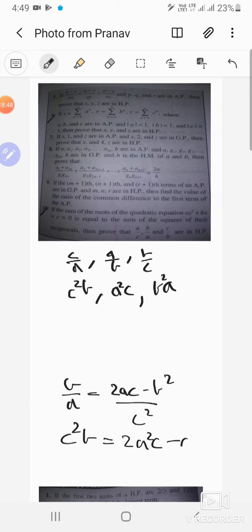Okay, if the sum of the roots of the quadratic equation ax squared plus bx plus c equals 0 is equal to the sum of the squares of their reciprocals, then prove that a upon c, b upon a, and c upon b are in a harmonic progression.